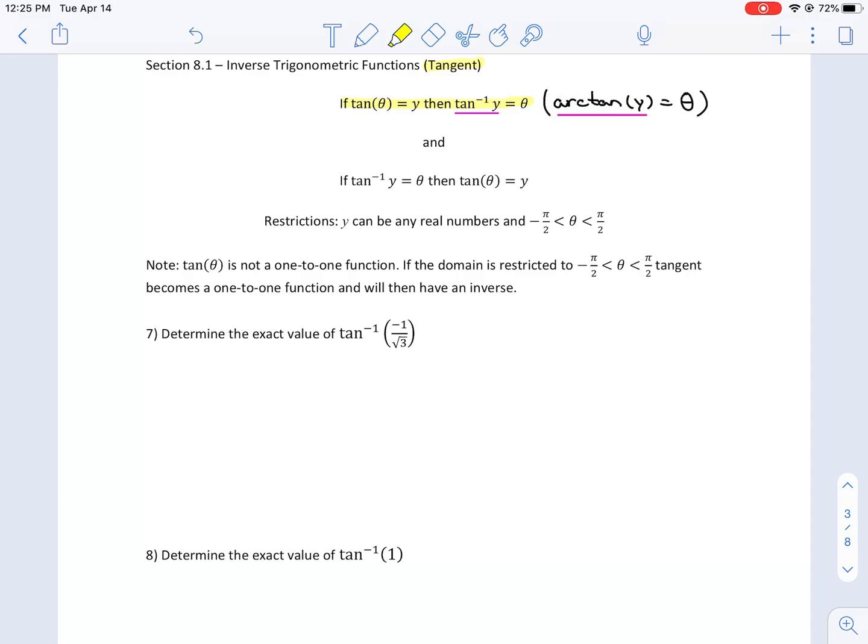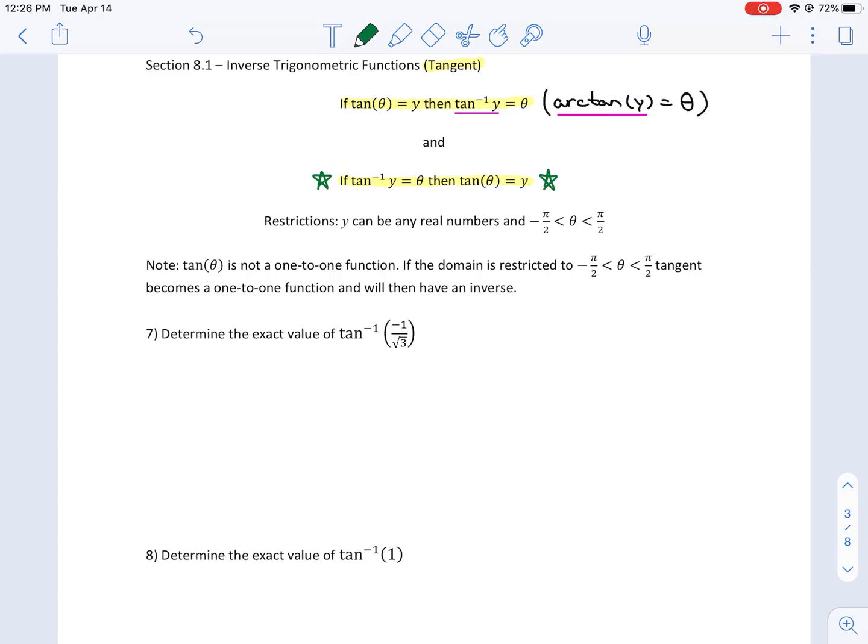The second statement reads, if inverse tangent of y is equal to theta, then tangent of theta is equal to y. And that is the statement we're going to use to answer questions 7, 8, and 9.